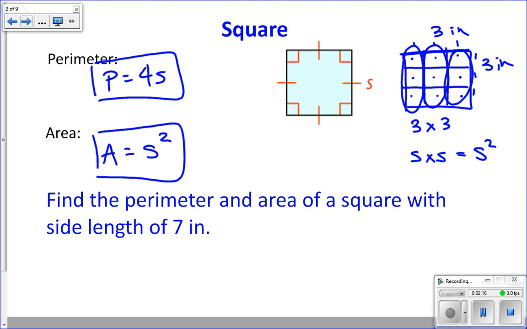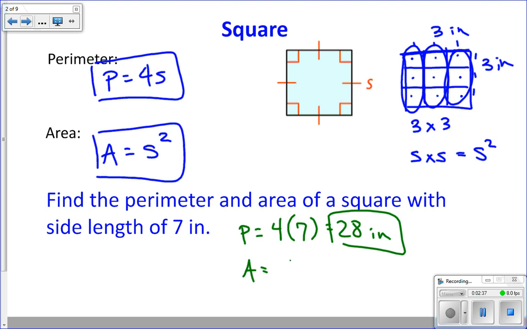Now let's apply that to a problem to see how that works out. Find the perimeter and the area of a square with side length of 7. Well, the perimeter is equal to 4 times the side length, or 4 times 7, which is 28 inches. And the area is equal to s squared, or 7 squared, which is 49 inches squared. Okay, I hope that helps.